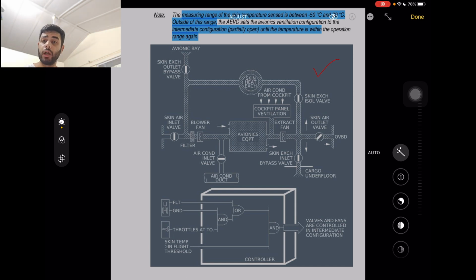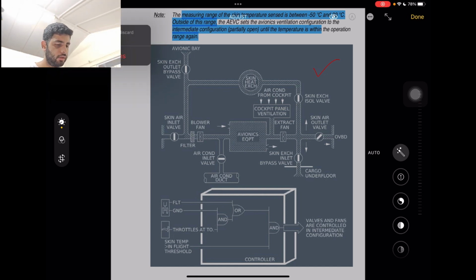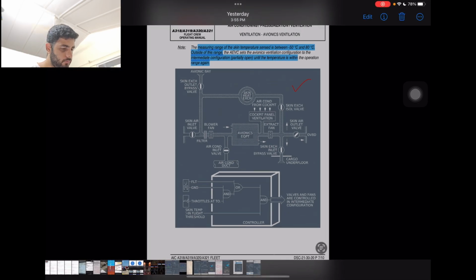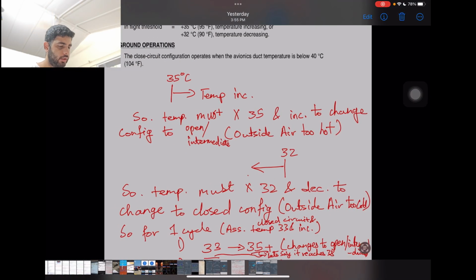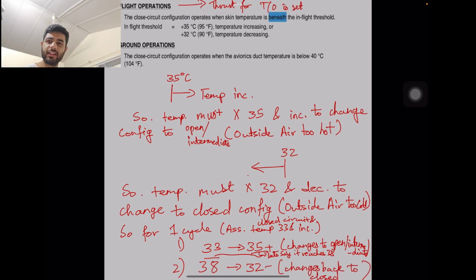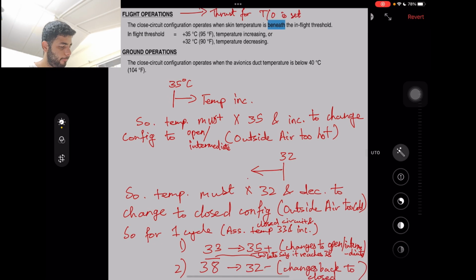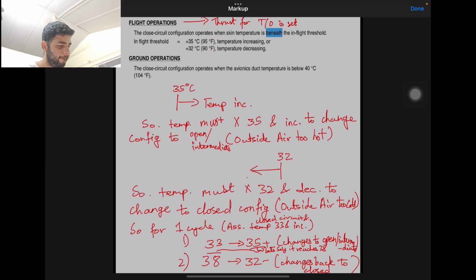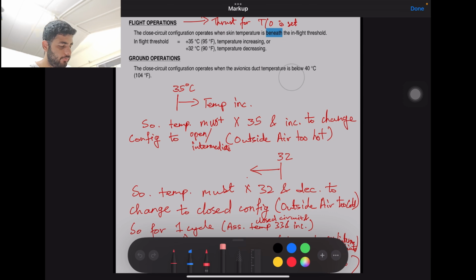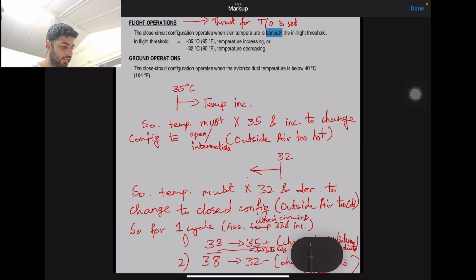Okay, so we are done with intermediate, we are done with close. Now the part comes: how does the transfer occur in flight between the intermediate and the closed configuration? You need to understand this by thinking of it on two different scales. If you all understand this, you can take a screenshot of it. But now try to think of it on two different scales.